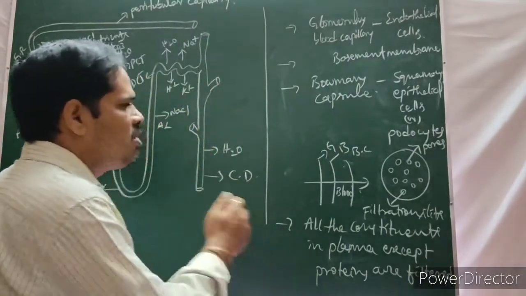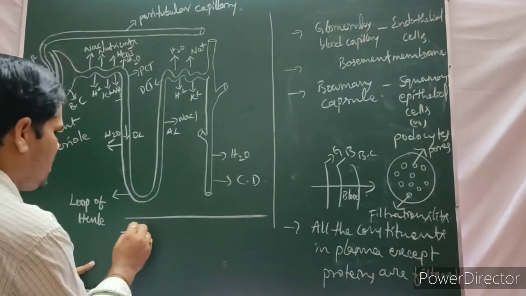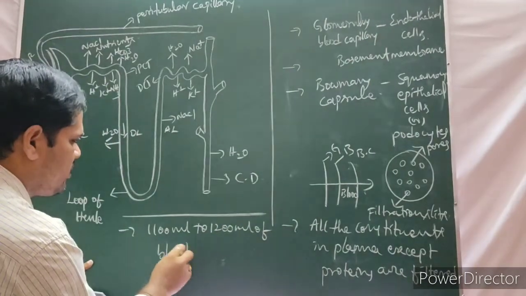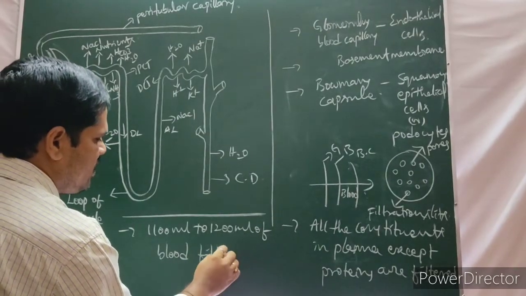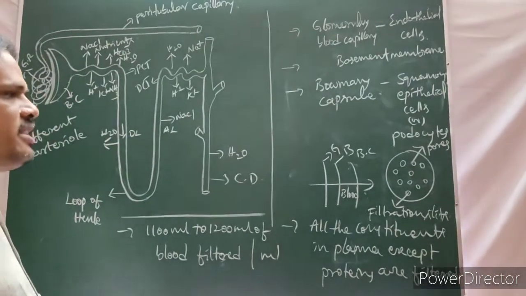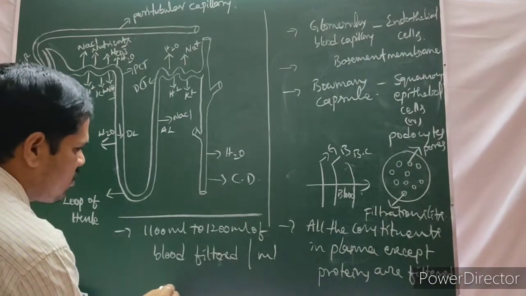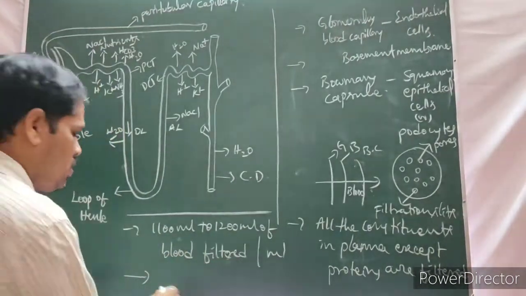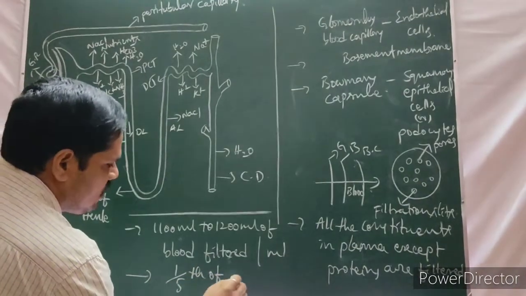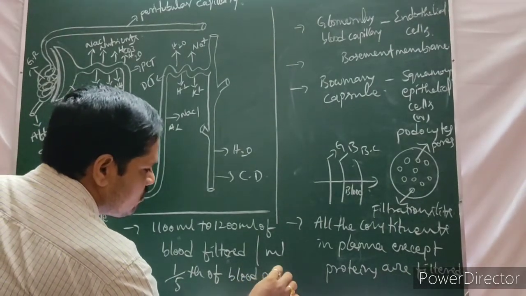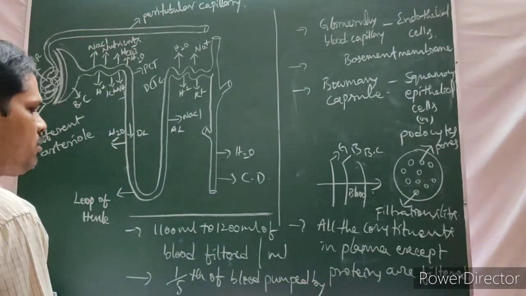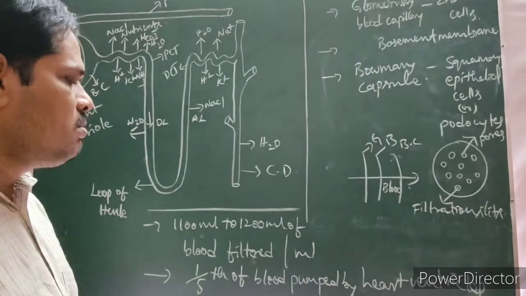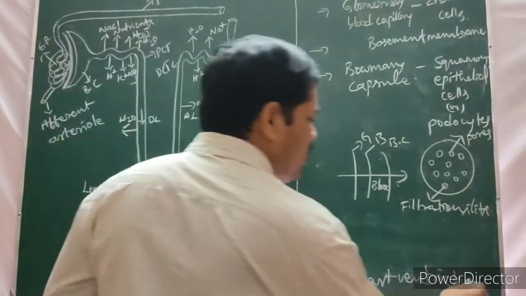Now, how much blood is commonly filtered? 1100 ml to 1200 ml of blood is filtered per minute in the kidneys, which is equal to 1/5 of the blood pumped by the heart ventricles per minute.